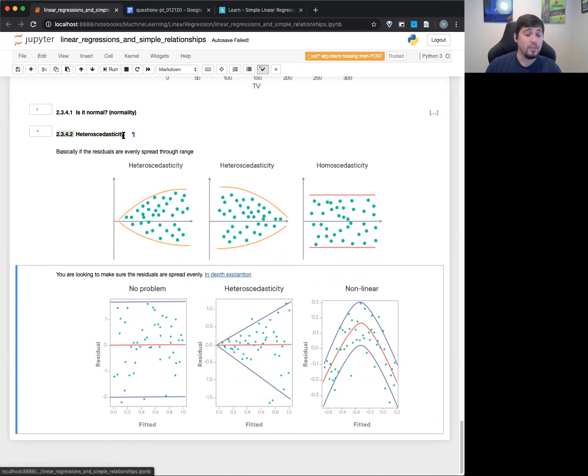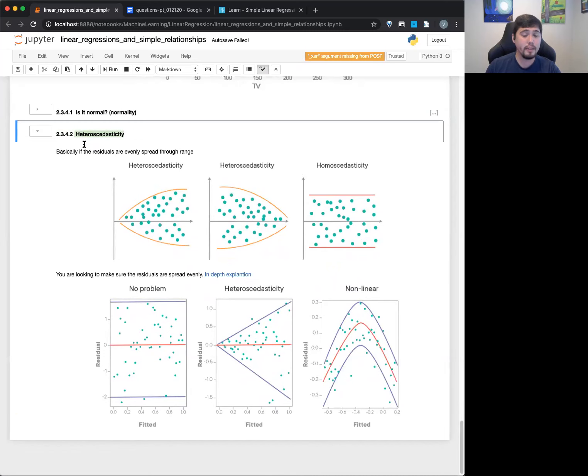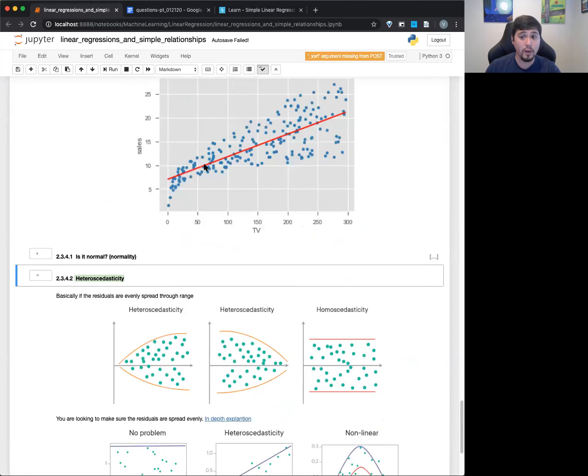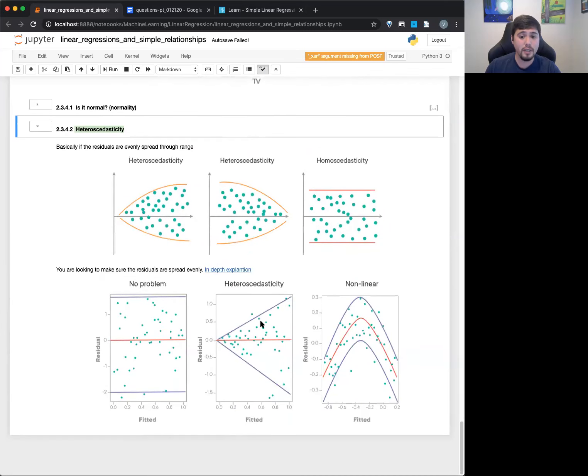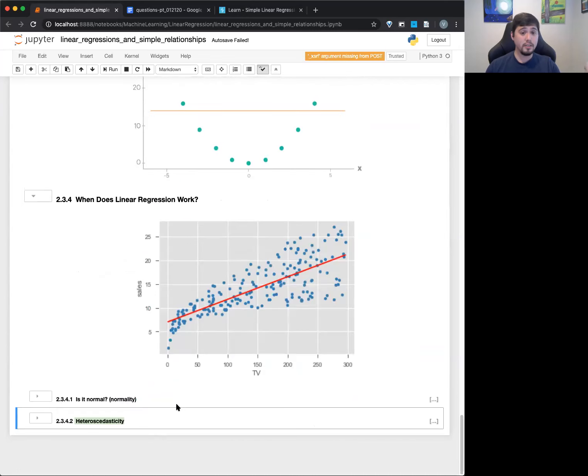Heteroscedasticity is usually the assumption that's going to mess up your linear regression. If your linear regression is going to fail, it's probably because of this guy right here, because it's deceiving how well it works. It looks like this should be good, but this is heteroscedastic. That's why it's important to look at the residuals themselves. Okay, cool. So that was the introduction to linear regression, how linear regression works and everything.